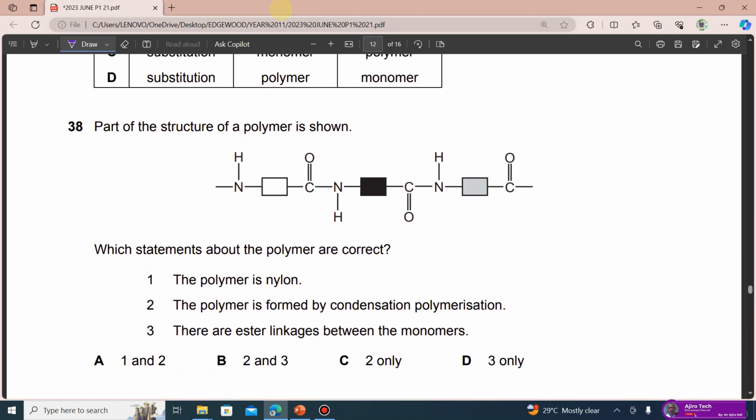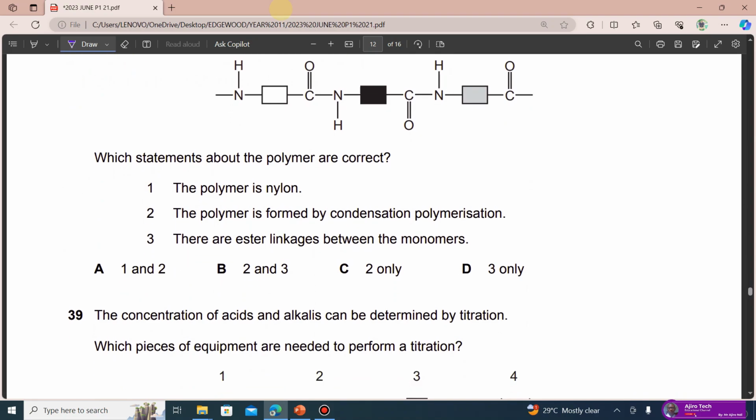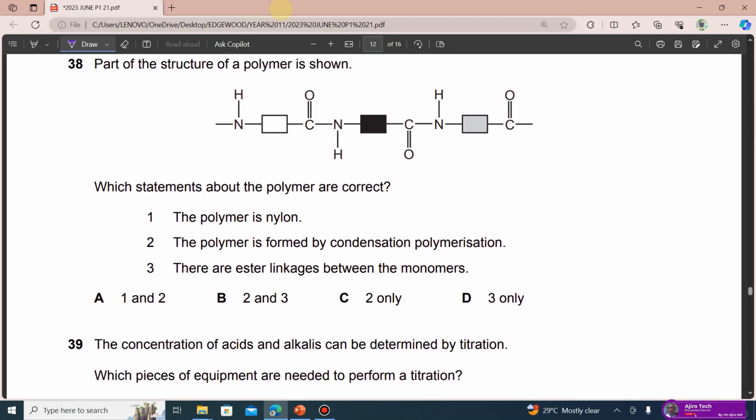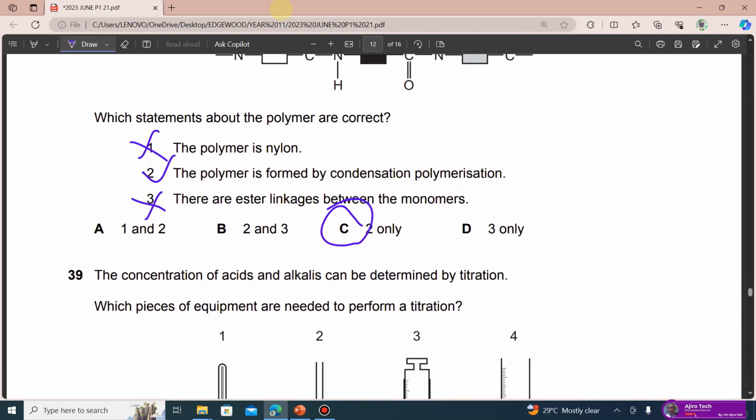Now, part of the structure of a polymer is shown. Which statement about the polymer is correct? Now, this is not a nylon polymer. That is one thing you need to know. This polymer is formed by condensation polymerization. Okay, there are extra linkages between the monomers. In this case, we don't have extra linkages here. So, only the option that the polymer is formed by condensation is the correct one here.